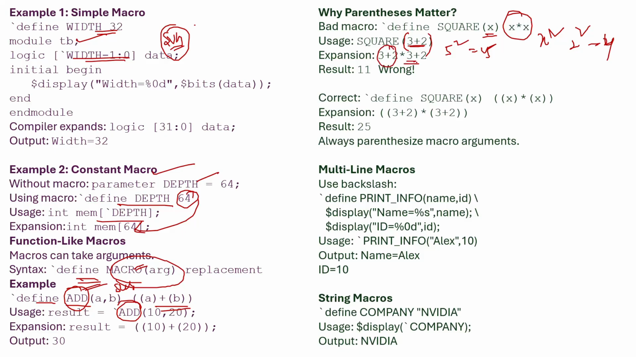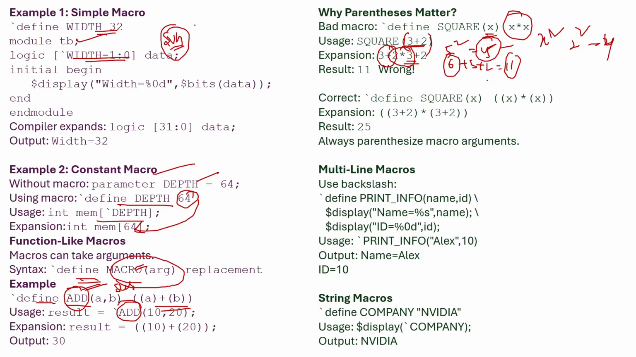So it becomes 3 plus 2 into 3 plus 2. Here multiplication is done first, after that addition. 3 twos are 6, then 6 plus 3 plus 2. Then what is the answer? 11. But what is the actual answer? 25. Because of the parentheses, the values change.